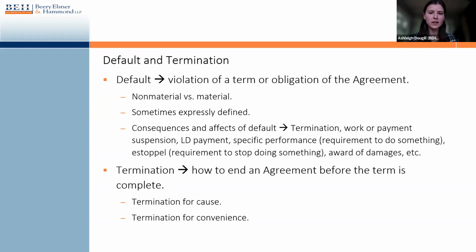All right, default and termination. A default is a violation of a term or obligation of the agreement, and termination is how you end an agreement before the term is actually complete. For defaults, you have non-material defaults and also material defaults. An example of a non-material default would be perhaps a public entity paying an invoice 2 days late. Technically, you were supposed to pay right on time, but paying it 2 days late is probably not going to have a material impact on the contract.